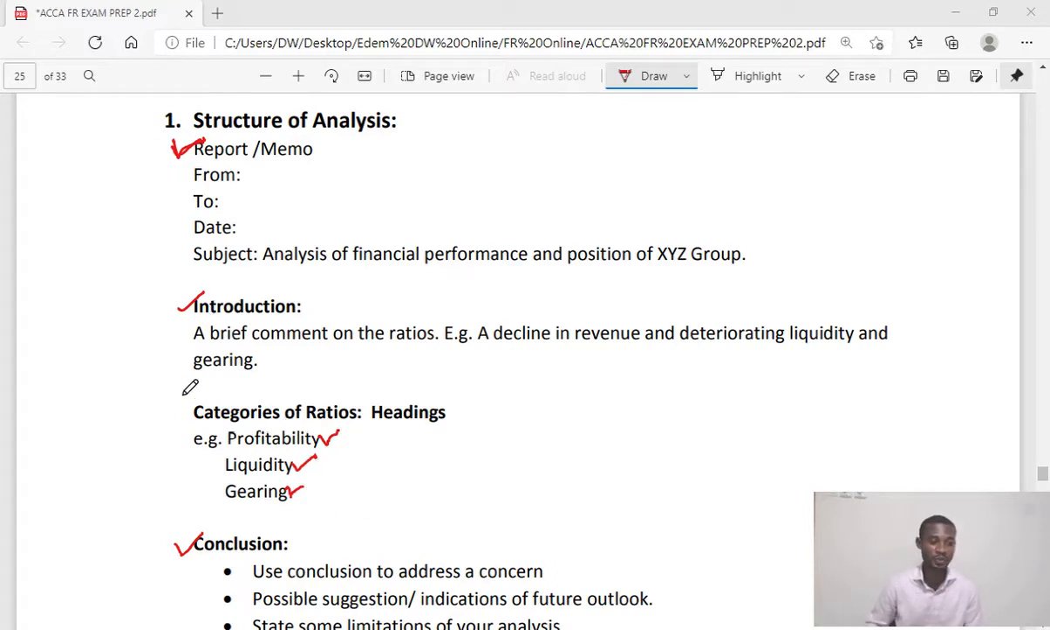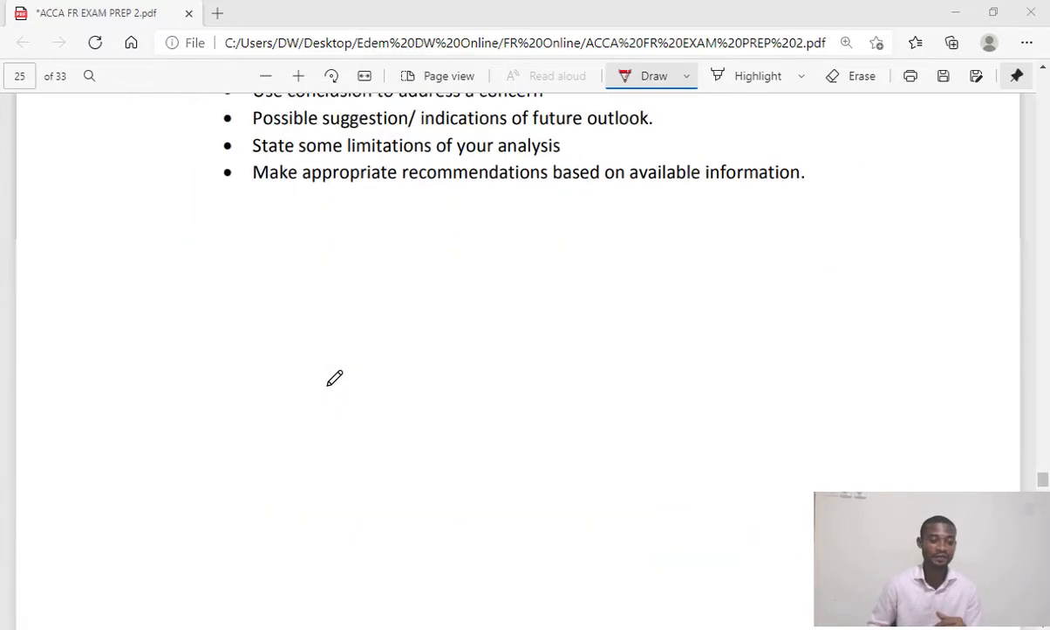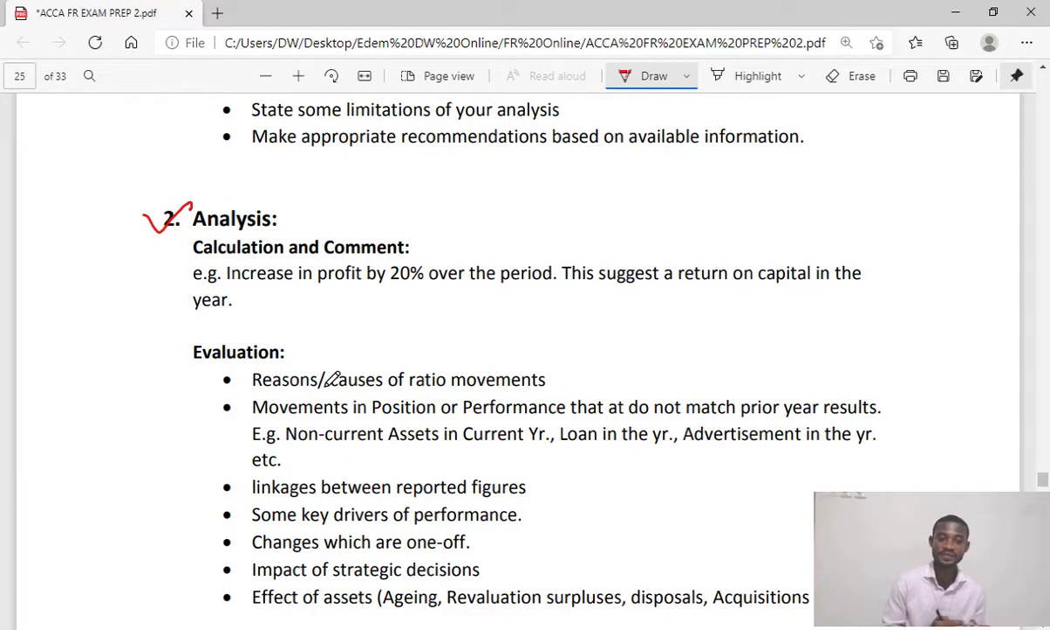So I've been able to show you the structure. Now, what goes into the analysis itself? We have the categories of the ratios, but what goes into this analysis? Now, for the analysis, please note, if you are analyzing profit, let's say operating profit, you start with the first level. The first level is to look at a calculation and comment. And often this calculation you have already done in your ratios.